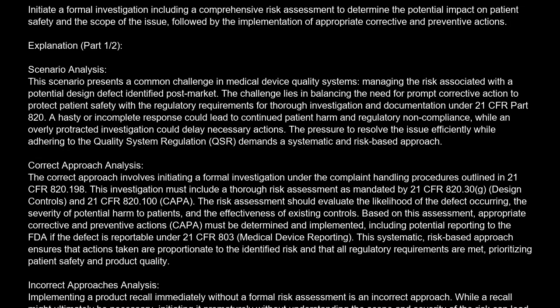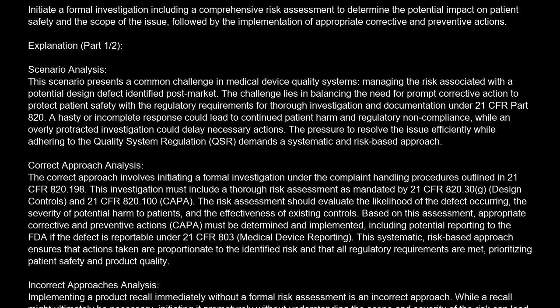The correct answer is A. Initiate a formal investigation including a comprehensive risk assessment to determine the potential impact on patient safety and the scope of the issue, followed by the implementation of appropriate corrective and preventive actions.